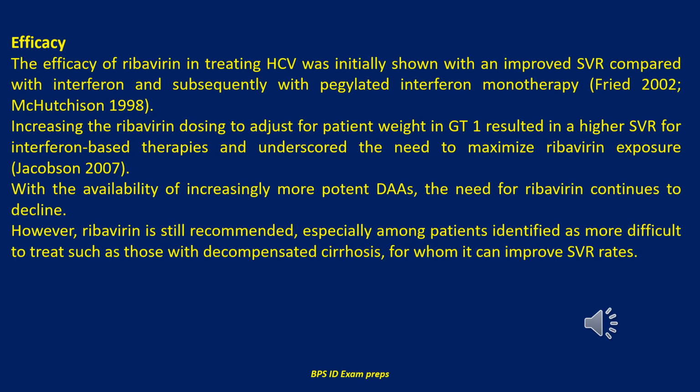Increasing the ribavirin dosing to adjust for patient weight in genotype 1 resulted in a higher SVR for interferon-based therapies and underscored the need to maximize ribavirin exposure, according to Jacobson 2007. With the availability of increasingly more potent DAAs, the need for ribavirin continues to decline. However, ribavirin is still recommended, especially among patients identified as more difficult to treat, such as those with decompensated cirrhosis, for whom it can improve SVR rates.